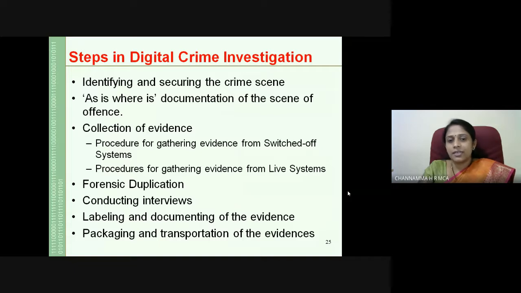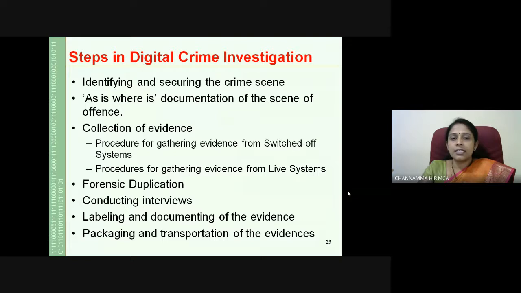They are different, so they have to follow procedures on how to gather evidence from a switched-off system and how to gather evidence from a live system. They have to be kept in the same condition while investigating, and once the investigating officer takes a copy of the data, an image of the whole data, only then do they turn the systems on or off.